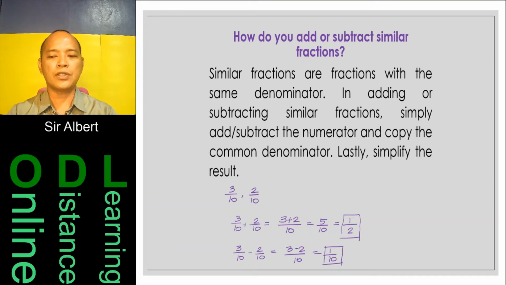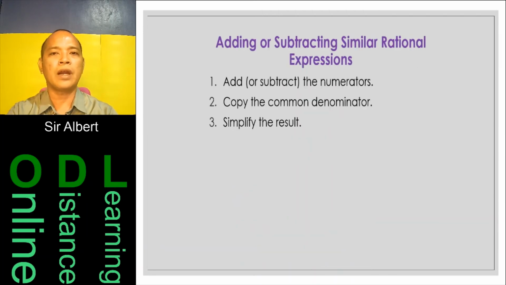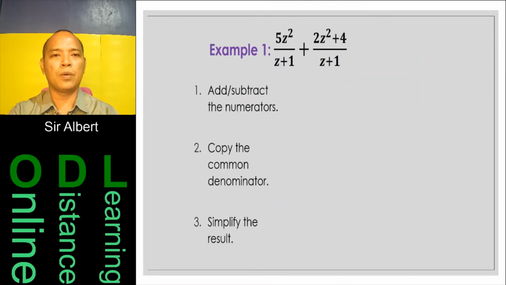Now, this structure is very much related to the structure on how you add or subtract similar rational expressions. That is, you add or subtract the numerators, you copy the common denominator, and then you simplify the result. Let's take a look at example 1 to demonstrate these steps. Consider 5z squared over z plus 1 plus 2z squared plus 4 all over z plus 1.